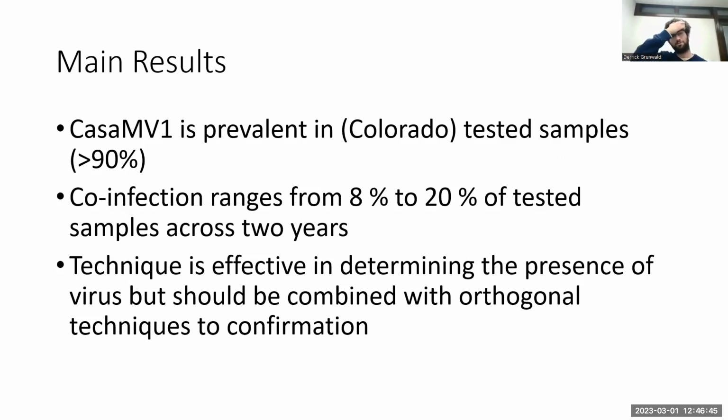The main results from the manuscript are from our Colorado samples. We found this mitovirus is prevalent in around 90% of tested samples across 2 years. Co-infection ranged from 8% to 20% of tested samples across 2 years. We tested samples in 2019 and 2020. We've shown that this technique is pretty effective in determining the presence of virus, but it should be combined with orthogonal techniques for confirmation. I don't want to say that the multiplex is the only technique you should be using for determining viral presence, especially if you want to know the viral titer. A multiplex PCR would not be sufficient to tell you that.